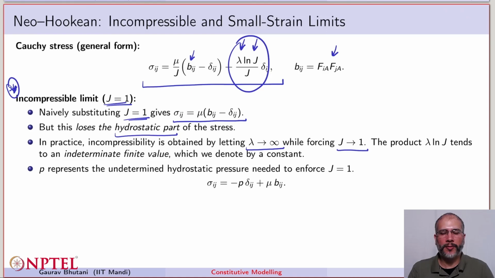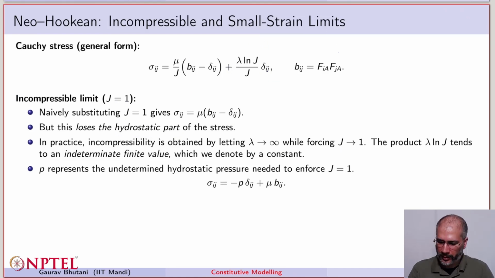infinity times 0 form. So this should tend to a constant, and that constant times delta_ij, and this mu times minus delta_ij can be combined into a minus p, which is called hydrostatic pressure. So we get this form of sigma. So this is the form for the Cauchy stress tensor for an incompressible Neo-Hookean material.